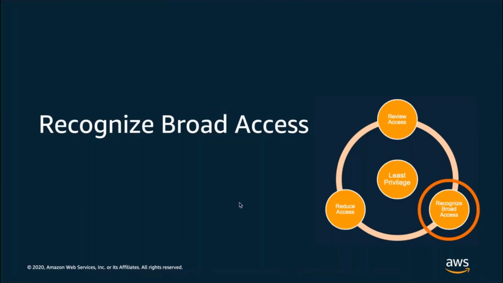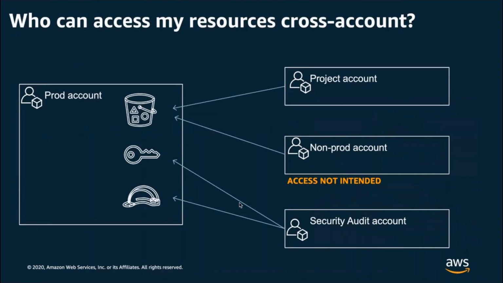Next, I'll walk you through how access analysis features can help you recognize broad access. So let's go back to the earlier example. I have an S3 bucket, a KMS key, and an IAM role in my prod account, and I want to know who can access my resources from outside of the account. To do that, I can use Access Analyzer to answer who can access these resources publicly or from another account or organization.